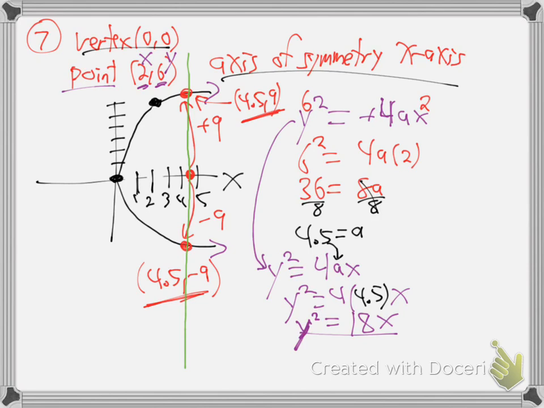Is that one okay? Good with that? It's going to be, oh yeah, positive 4.5 for both. Yeah, because it's over 4.5. Up 9, down 9. Yeah, good.